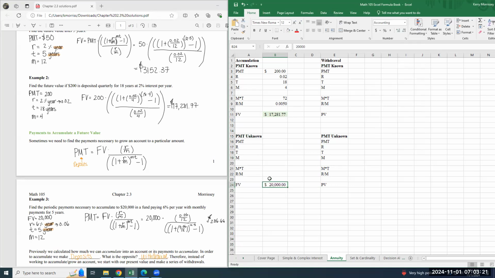Again, let's talk about some monetary values. We don't have your payment. This is something that we're going to have to find. We have your rate, which is 6% per year with monthly payments for 5 years. Again, your rate and your time units are the same, so we don't have an issue. So let's go ahead and try this one out.